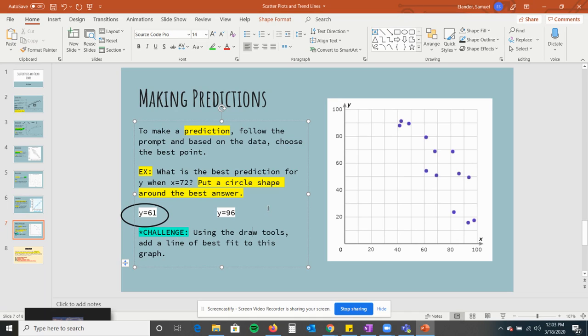All right, so the challenge: I want you to use the drawing tools and add a line of best fit to this graph. You can use your tool up here, something like this that looks like an arrow, and draw it on your graph. Pause the video now and see if you get it correct.